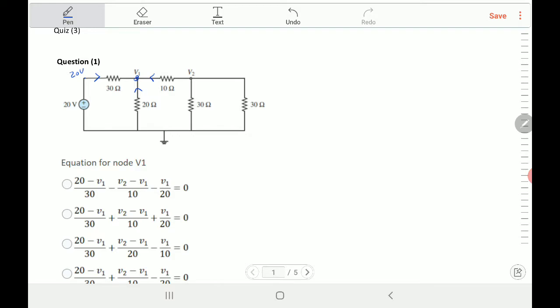So this current will be 20 minus V1 divided by the resistance 30 ohm, plus the current from V2 to V1, which will be V2 minus V1 divided by the resistance, which is equal to 10 ohm, plus the current going from the ground, which is 0, minus V1 divided by the resistance 20 ohm. That will be equal to 0. Why equal to 0? Because we don't have any current source. So that will be the equation.